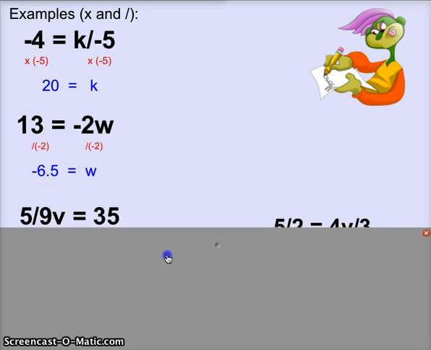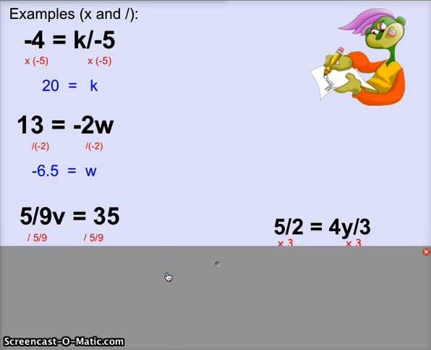Number 3, 5/9 times v equals 35. Well, 5/9 is being multiplied by v, so we need to do the opposite, which is divide 5/9 on both sides. So now we would have 35 divided by 5/9.